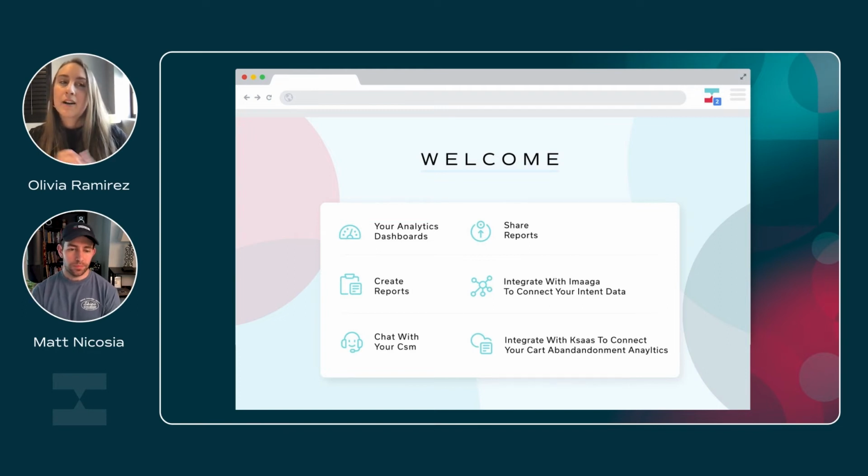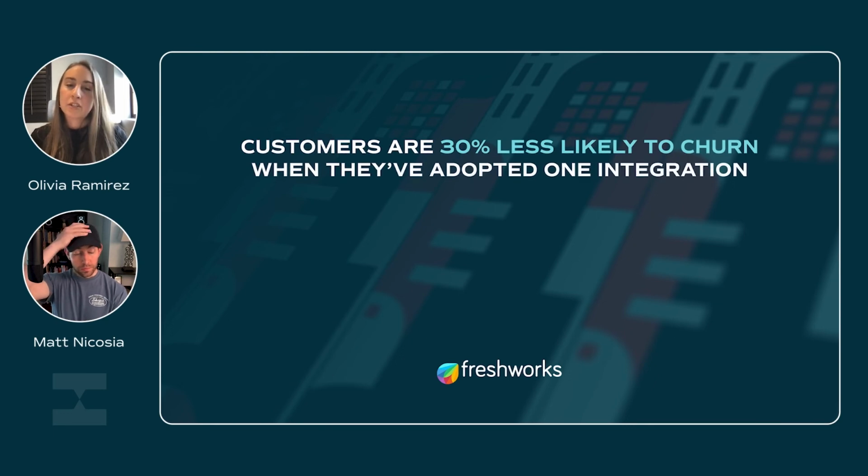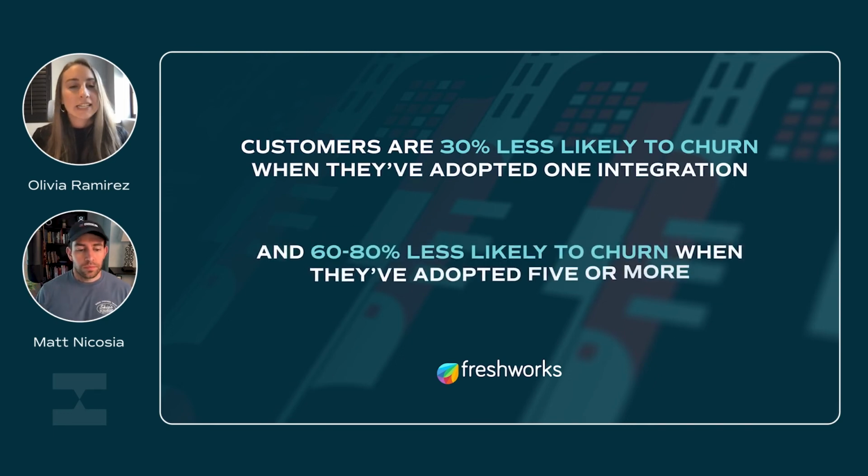Yep. We all know that integration adoption impacts retention and churn. I wanted to share this stat with you because I really like this one. I talked to Freshworks earlier this year, and they told me that their customers are 30% less likely to churn when they've adopted one integration and 60 to 80% less likely to churn when they've adopted 5 or more. We have a whole article on this topic, about how to calculate churn for yourself, and we're going to put that in the chat. But the earlier that you can drive adoption, the more value your customer will see on the front end of your customer journey.